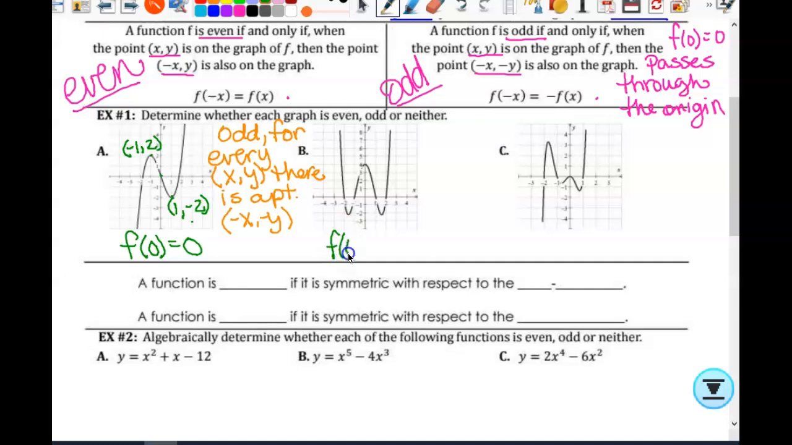All right, let's look at B. What is f of 0 here? What's f of 0? 4. Okay, which tells me it's not odd. It does not guarantee that it's even. It's either even or neither, but it's definitely not odd.